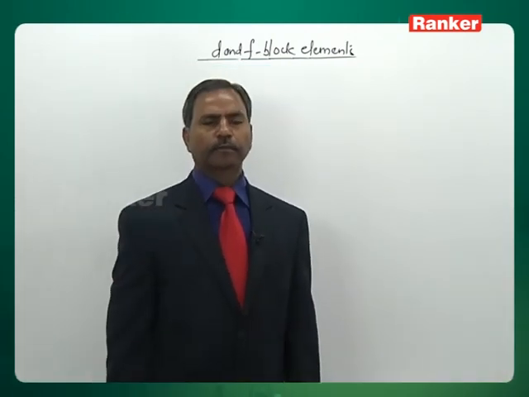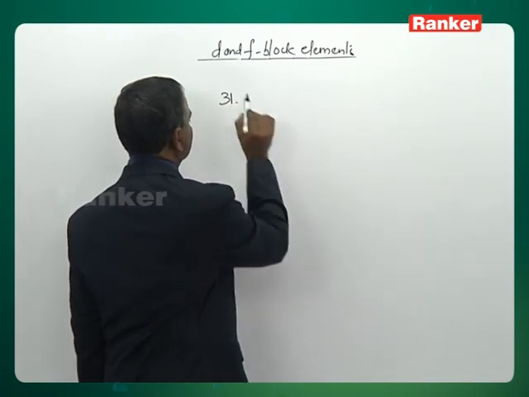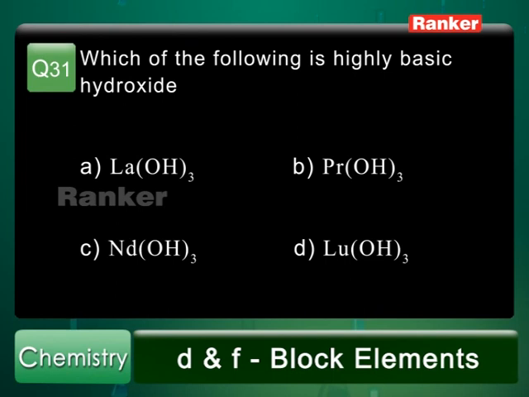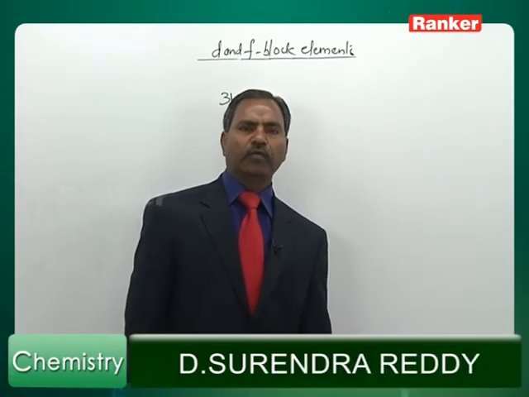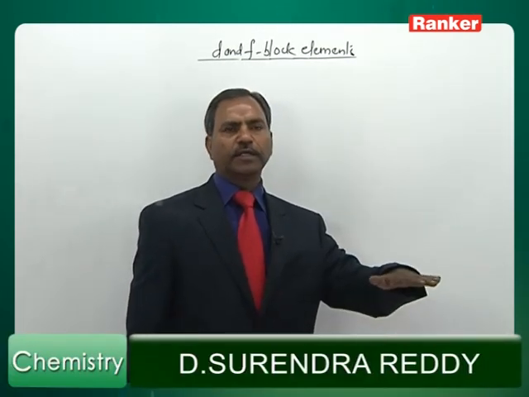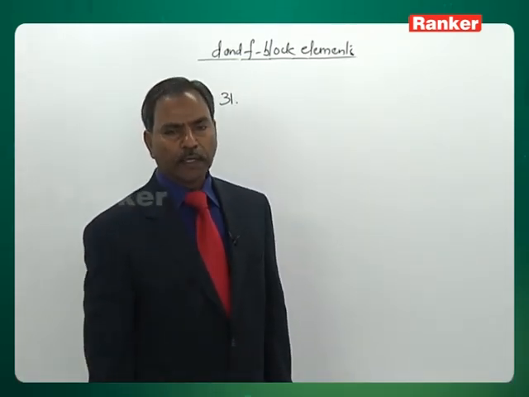Let us continue the next question. Question number 31: which of the following is the highly basic hydroxide among the lanthanide hydroxides? While discussing the lanthanide contraction effect, I said that from left to right the ionic and atomic sizes are decreasing. Then for lanthanides from left to right, the basicities of oxides and hydroxides gradually decrease, as the ionic size is decreasing.